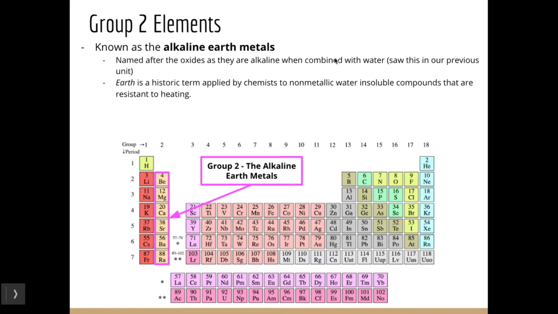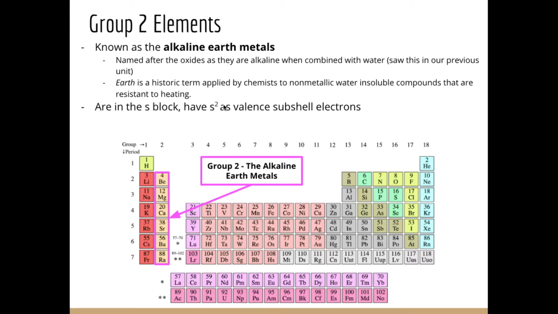So yeah, alkaline, as they combine with water, they form an alkali solution. And the earth part is a historic term applied by chemists way back in the day to these non-metallic water-insoluble compounds that are resistant to heating. So the earth comes from the oxides of the group 2, but when they found out that they could just get the metals by themselves, this alkaline earth metals term just stuck, like many things do with chemistry. These old terms just stick around, and that's just what they get referred to as.